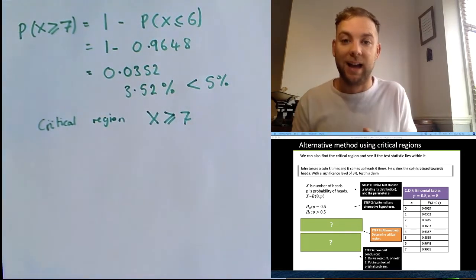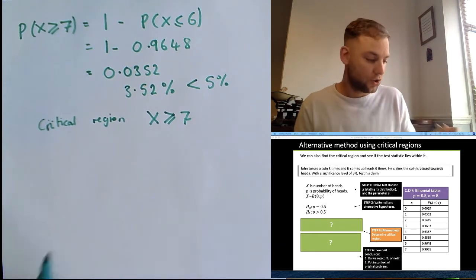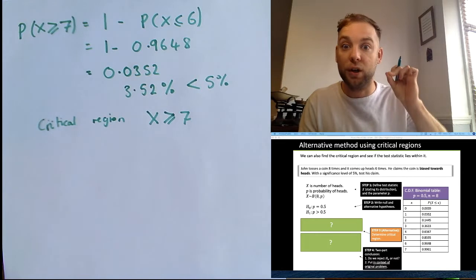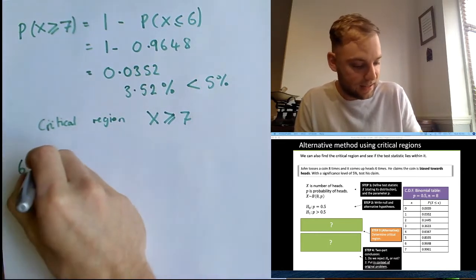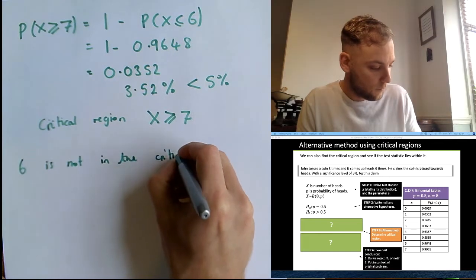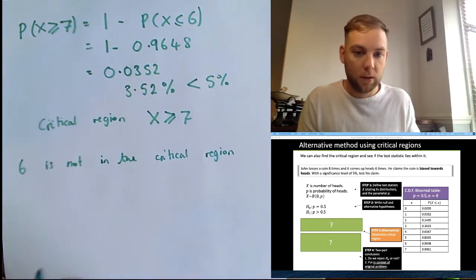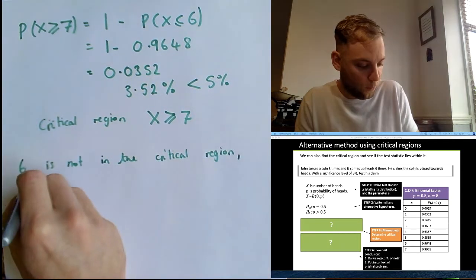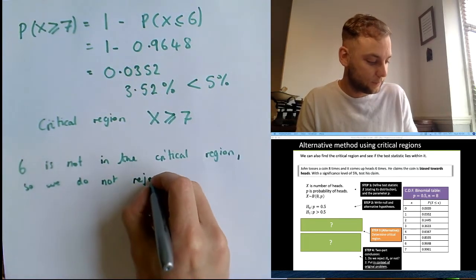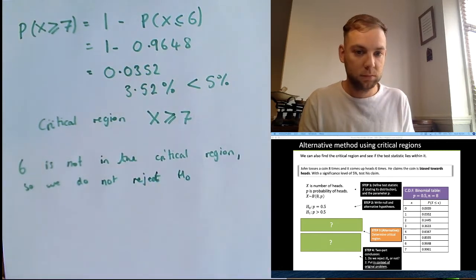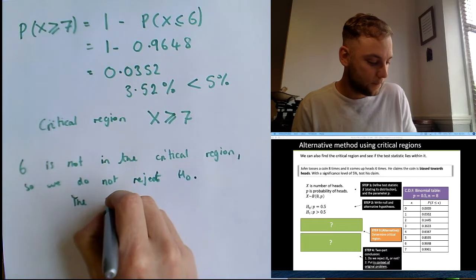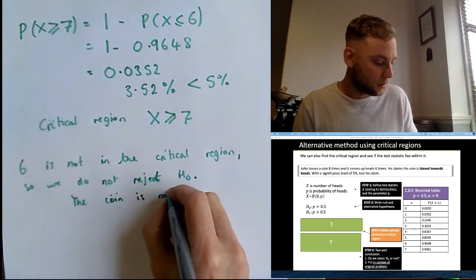So instead of looking at the probabilities now, remember we're looking at the amount of heads that he actually got. So we're saying that the critical region is when it's 7 or above, so it's greater than or equal to 7. However, John only got 6 heads. So in this case, 6 is not in the critical region. Again, it's the same process, isn't it? So we do not reject H0, and there is not enough evidence to accept H1. So we do not reject H0, and the coin is not biased.